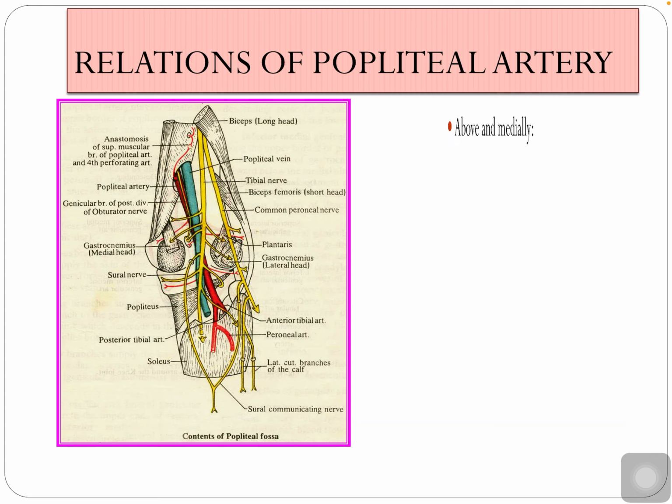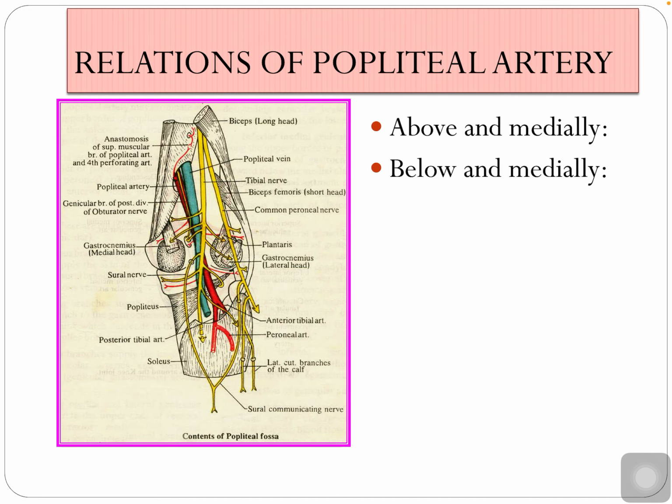Relations of popliteal artery. So this is the popliteal artery above and medially. What is the relation? Semimembranosus and semitendinosus. Below and medially, you can appreciate popliteal vein and the tibial nerve.